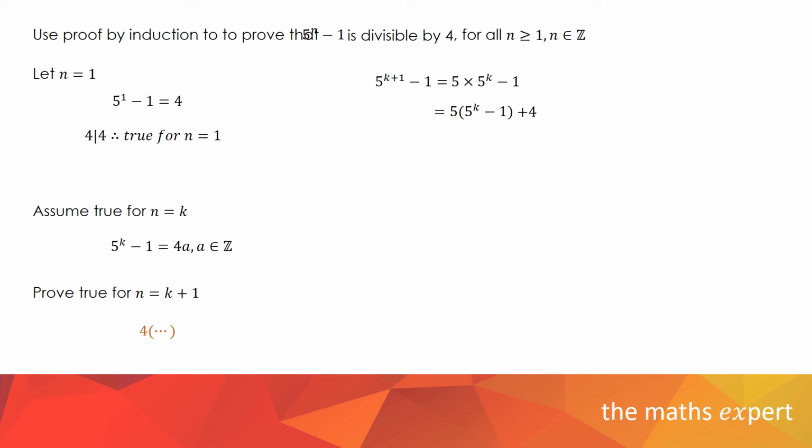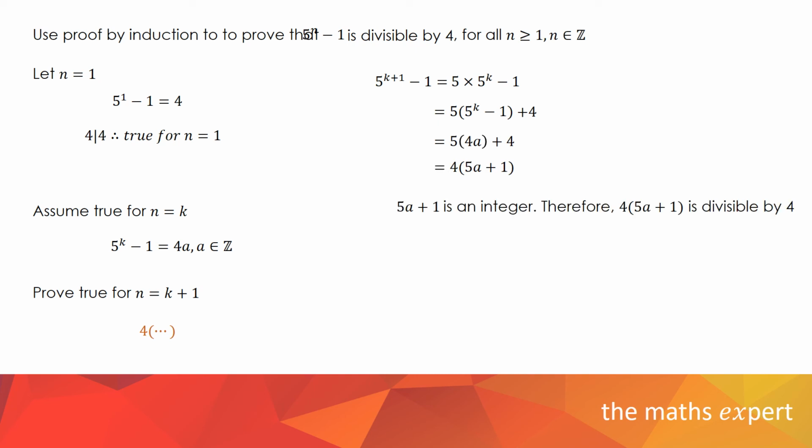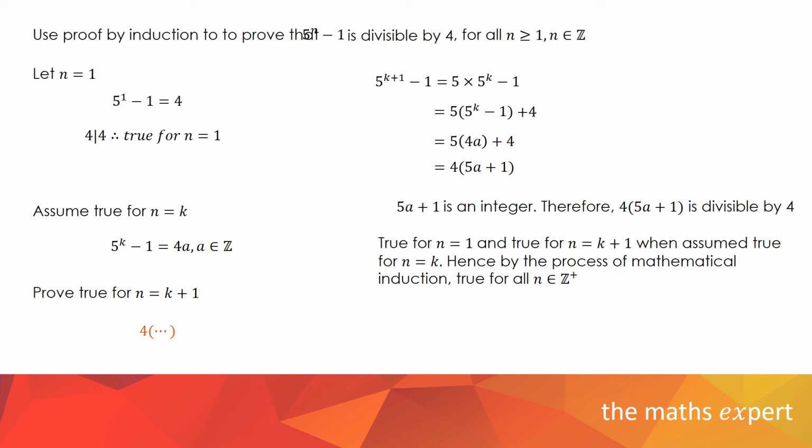I can now substitute in and then factor out the 4 to get an expression that is 4 times some integer. The process for when n is equal to k plus 1 was the same as for the series questions, and you need to replicate this in each proof by induction question you encounter. This is always my approach and always what I am looking to do.